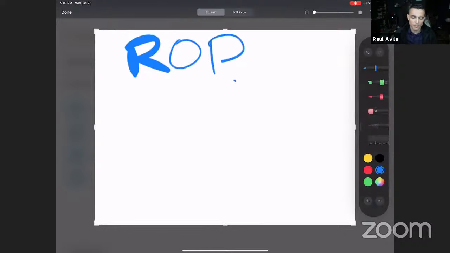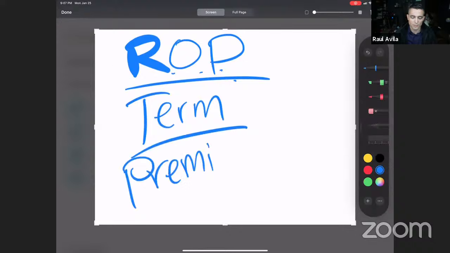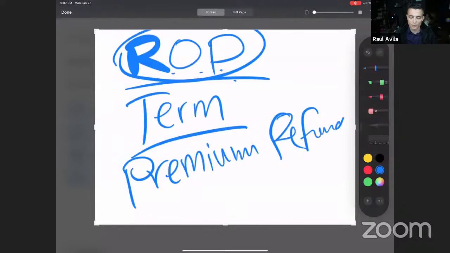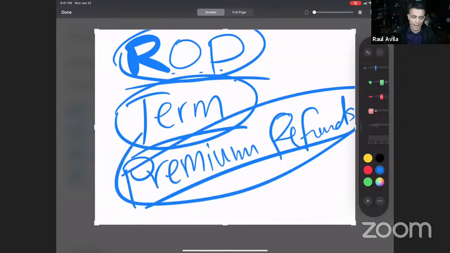Return of premium, or ROP. This is a type of term insurance where you get your premiums returned back to you. That's what it says, right? Return of premium term. Premium refunds. So you get premium refunds. That sounds pretty good, right? You pay for term insurance, and if you don't die, you live, you get your money back. Is that awesome or what?